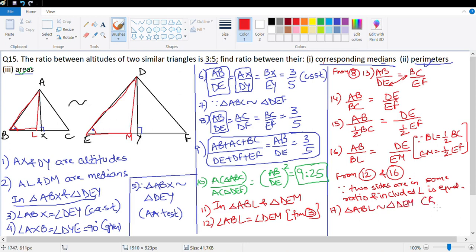by SAS test. What this means is AB upon DE is equal to BL upon EM is equal to AL upon DM, and I already know AB upon DE is equal to 3 upon 5. So what they want is the ratio of the corresponding medians, which is nothing but BL upon EM, the answer for which is 3:5. Good, interesting question. Let's look at the next one.